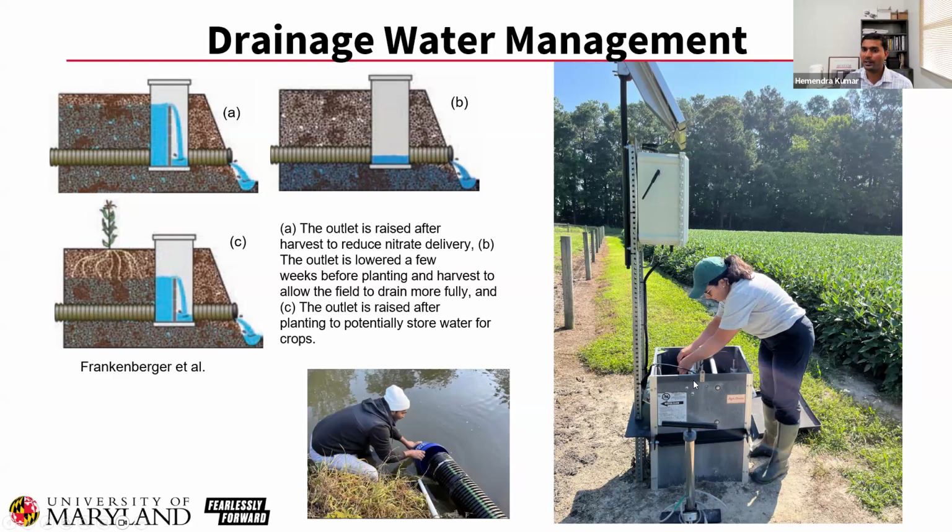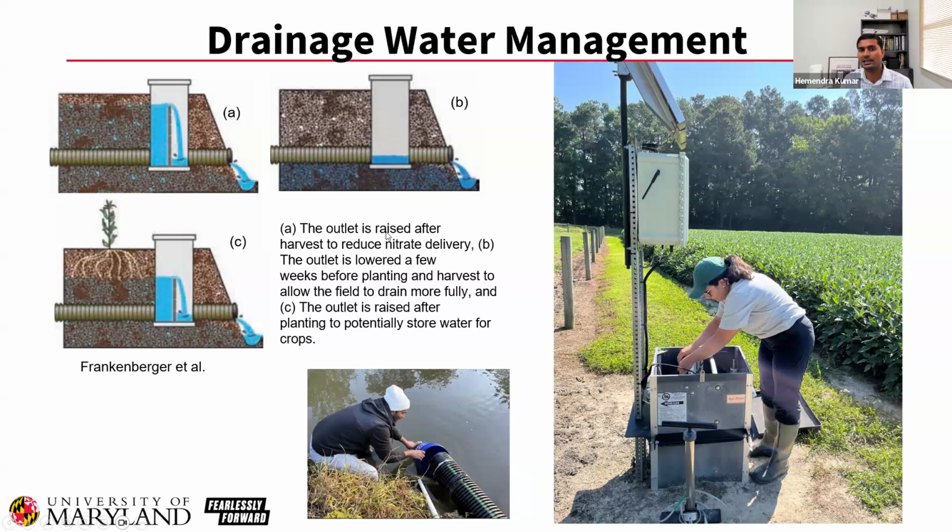How does it work? We open the gate by lifting it up and close the gate by putting it down. For example, in figure A, the water level is rising, right? This is indicating after harvest, to reduce the nitrogen delivery. So you want to hold the nitrogen in your field. So we raise the gate and hold the water within the field.